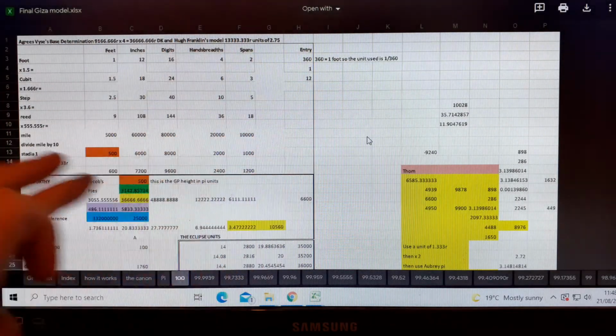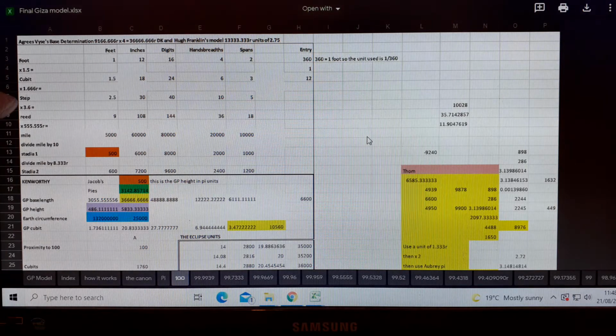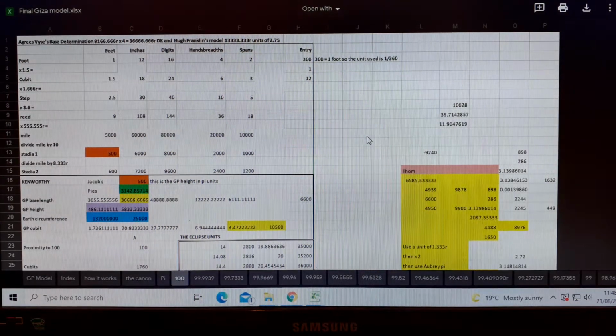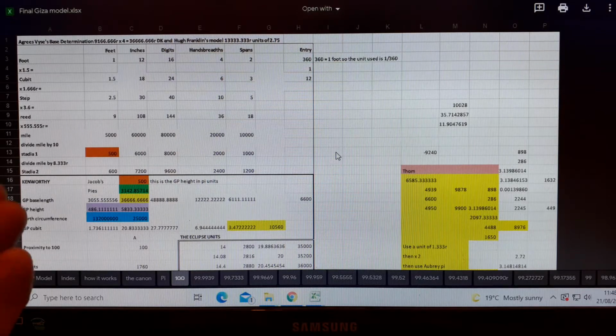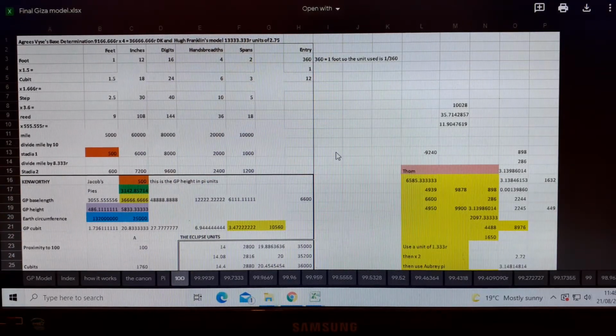Where did I get this from? The foot, the cubit, the step, the reed, the mile. The mile is 5,000 feet in this system. Now Jim Ellison has written about that. I got this off Harry Sivertson. I asked Harry if he wanted me to give him some credit for it, and he said no. So I just want him to know that I'm using his figures here, and I don't know if he knows that this model's been prepared.